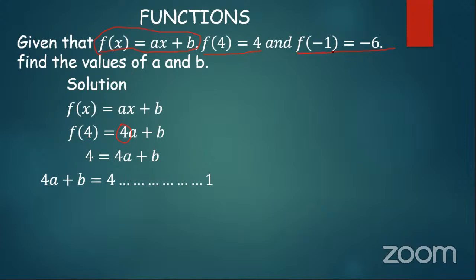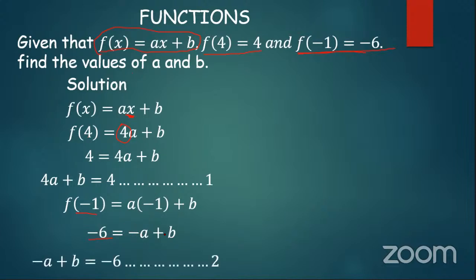Then we come back and substitute for f of negative 1 to be equal to negative 6, still in the original equation. Where there is x, we substitute a negative 1, so it will be a times negative 1 plus b, and f of negative 1 was given as negative 6, so negative 6 is equal to negative a plus b, and that gives us our second equation.